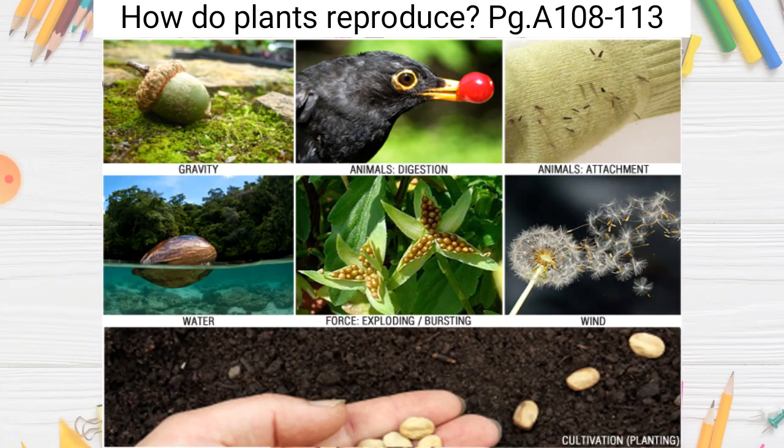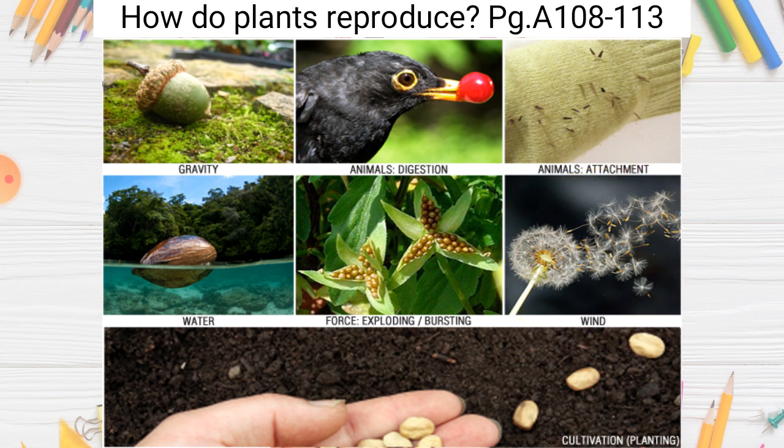Now, how can seeds move from one place to another? Well, there are many ways. When they fall because of gravity, after an animal eats them, sometimes they attach to the skin or fur of animals. Sometimes they can travel in water. There are some special ones that explode when they're ripe. Some are so light that they can travel in the wind.